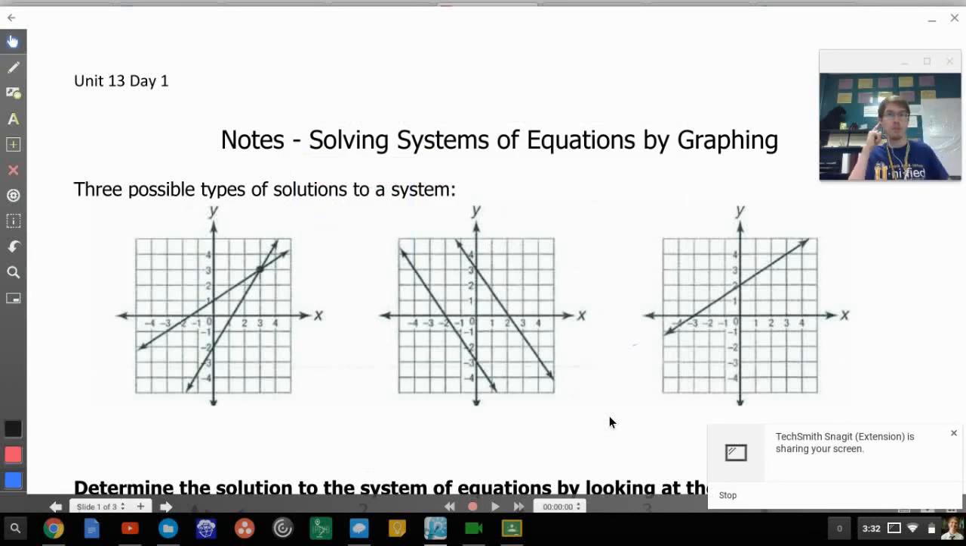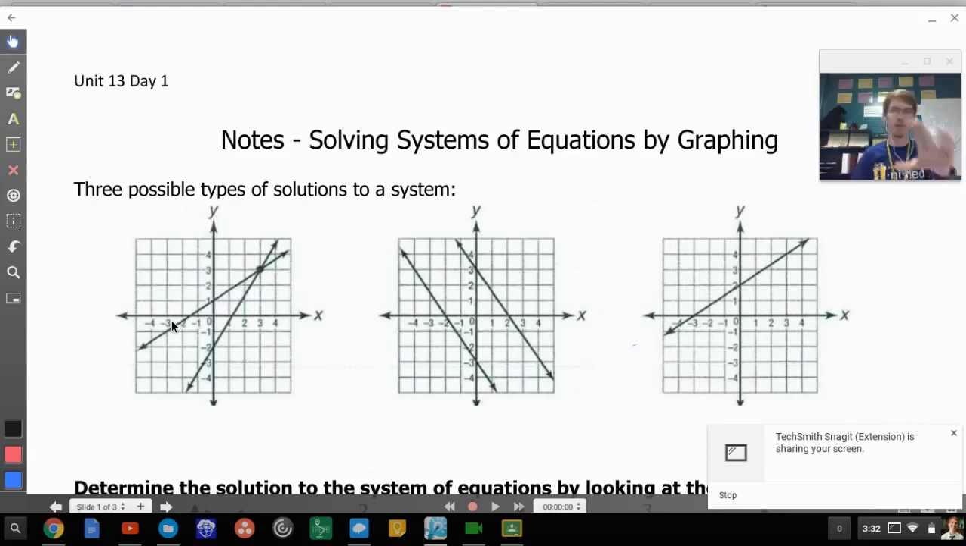Unit 13, Day 1. Notes: solving systems of equations by graphing. Just as we talked about with inequalities, a system just means you have more than one equation, or more than one inequality in our case. What we're going to be dealing with for quite some time now is a system of equations. So we're going to have two graphs, potentially more, usually just two, on our graph, and we're going to have to figure out where the solutions are.